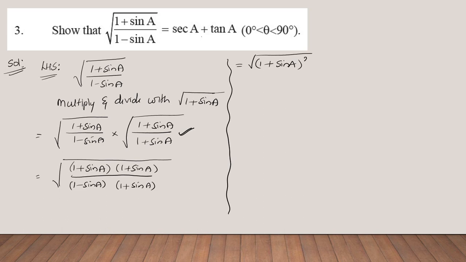1 plus sin a whole square. The same thing I have written 2 times, so it becomes a whole square, divided by, I am splitting out the square roots also, square root of 1 minus sin a into 1 plus sin a, which I can write as 1 square minus sin square a. Now the numerator square root cancels out, so the numerator is 1 plus sin a, by square root of 1 square minus sin square a, that means 1 minus sin square a, which I can write as cos square a. Again the square and root get cancelled, so finally I am left with 1 plus sin a by cos a.